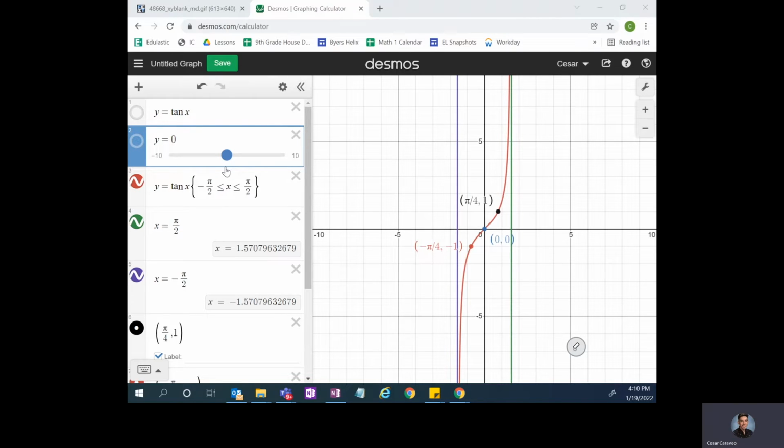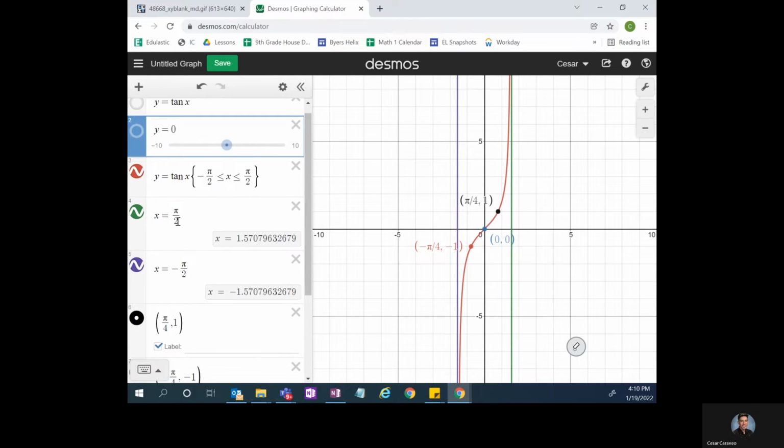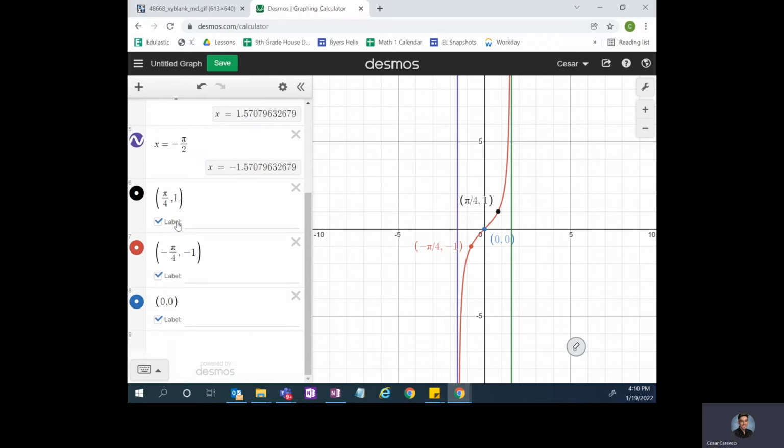Anyways, another key point is our midline. So don't forget that midline is still at y equals 0. Here I have it graphed, center of our function. And now there's, again, critical points, if you want to call them that, for this graph. So remember that tangent of x is just, you take the sine of that x value and divide it by the cosine of x.